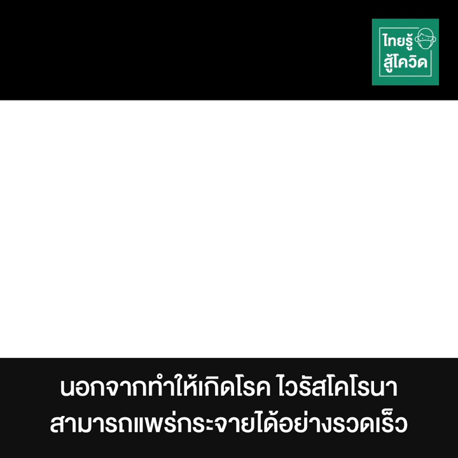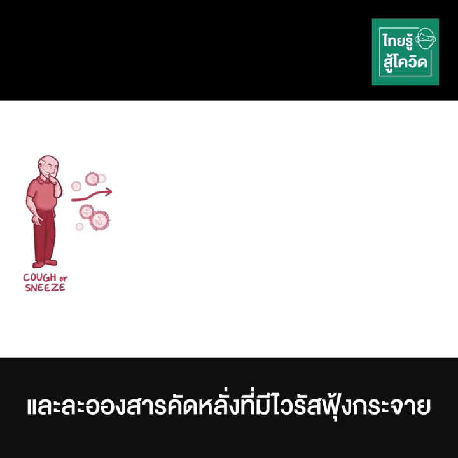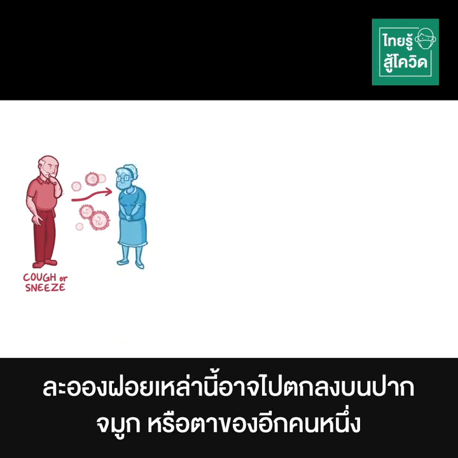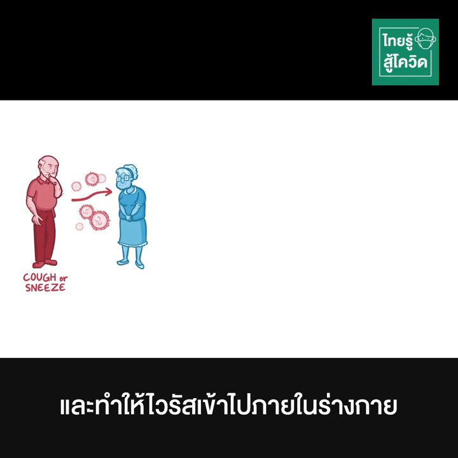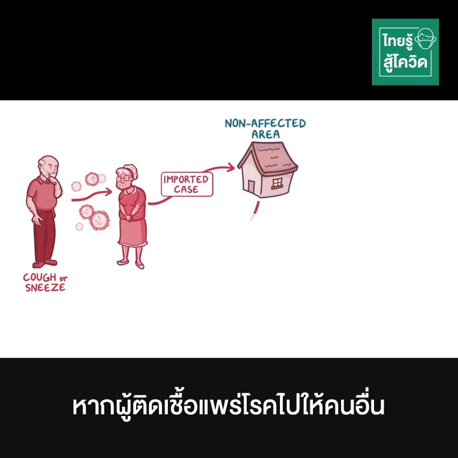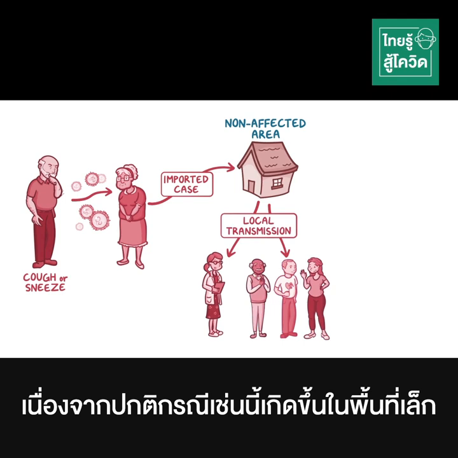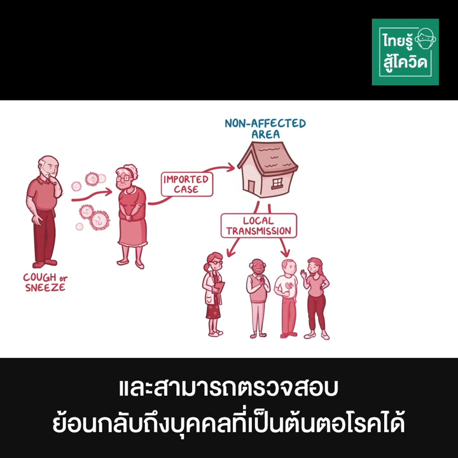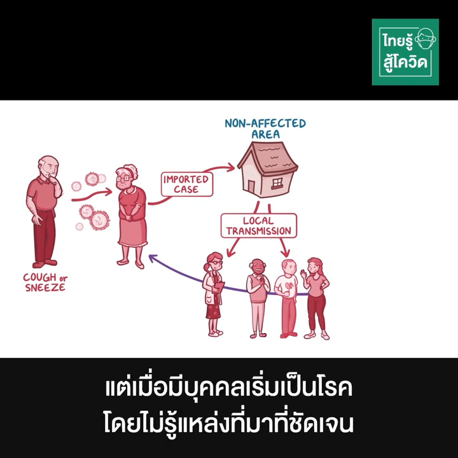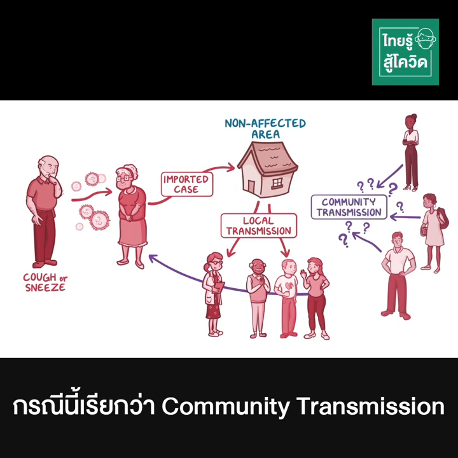In addition to causing disease, coronaviruses can spread quickly. Usually, the virus spreads when people cough or sneeze, and tiny droplets containing the virus are released. These droplets can land on another person's mouth, nose, or eyes, and that allows the virus to enter a new person. When a person with COVID-19 travels to a non-affected area, this is called an imported case. If they start spreading the disease to household contacts and those around them, it's called local transmission, since it's usually isolated to a small area and can be easily traced back to the original person. However, when people begin to contract the disease without a clear source, it's called community transmission.